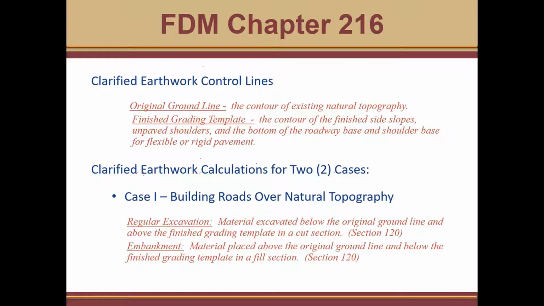So the second thing we did is clarify the earthwork calculations. For case one, which is where we're building roads over natural topography, excavation is defined as the material excavated below the original ground line and above the finished grading template in a cut section. And section 120 of the standard specifications governs regular excavation. And for embankment, that's defined as material placed above the original ground line and below the finished grading template in a fill section, also defined in section 120.